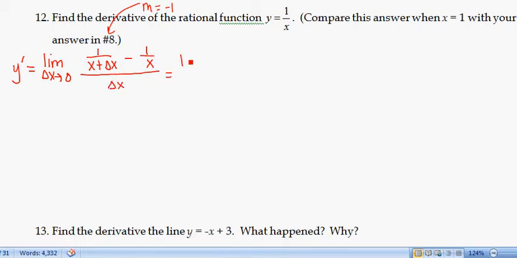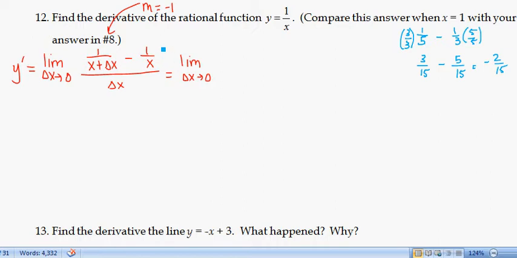Okay, so this is similar to number 8 where we need a common denominator. But in this case, the denominator of this one isn't just 1. So this one has a denominator of x, and this one has a denominator of x plus delta x. As a little side note, think about this if you're confused. Say I asked you, what is 1/5 minus 1/3? To get a common denominator, you'd multiply this fraction by 3 over 3 and this fraction by 5 over 5. So this one would be 3/15, this one would be 5/15, and you'd subtract and get your -2/15. So you would multiply by the other person's denominator.